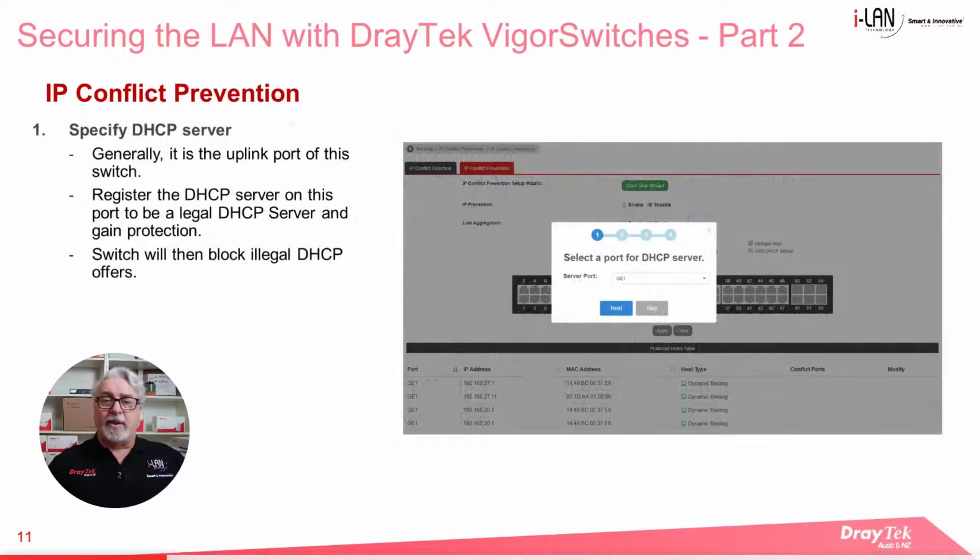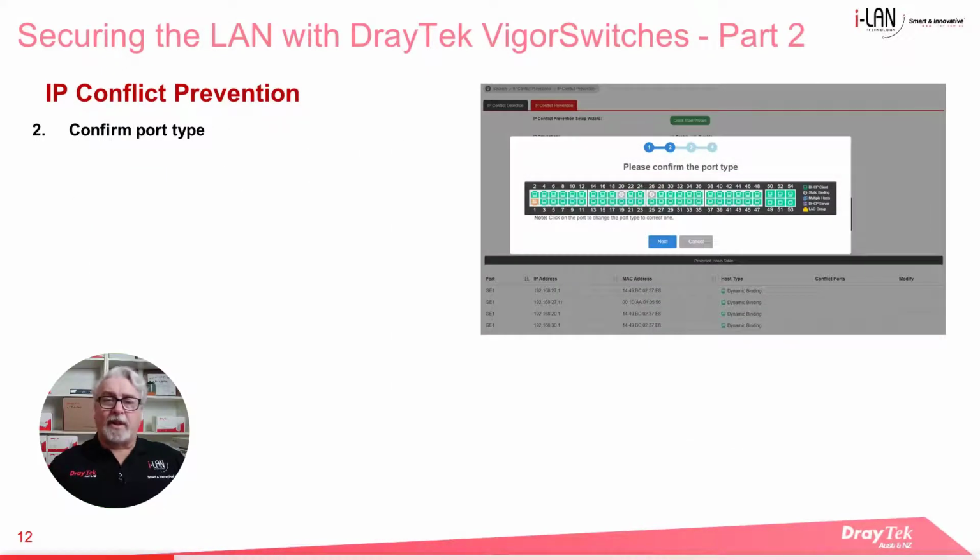The DHCP server is usually the uplink port of the switch if the router is used as a DHCP server. Once selected, it will block illegal DHCP servers on the network. The next step is to select the port types, which can be any one of those shown here.